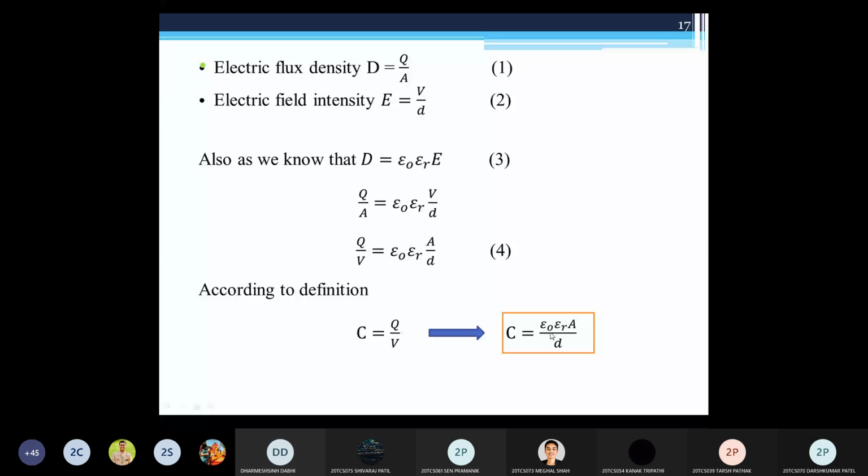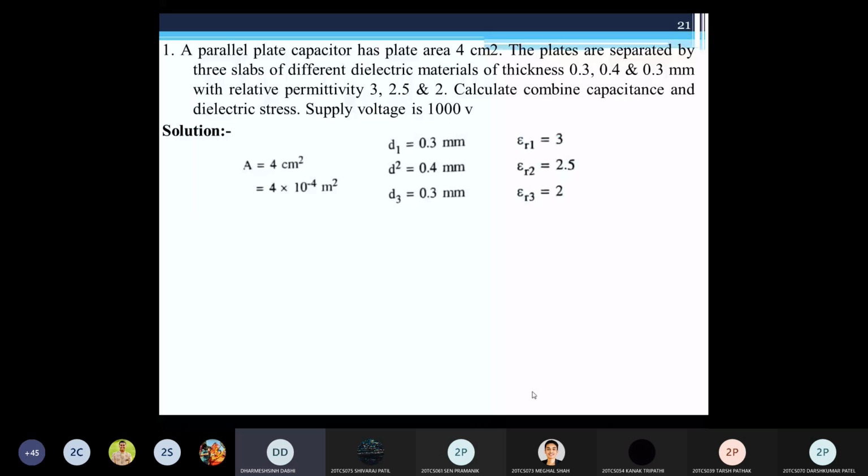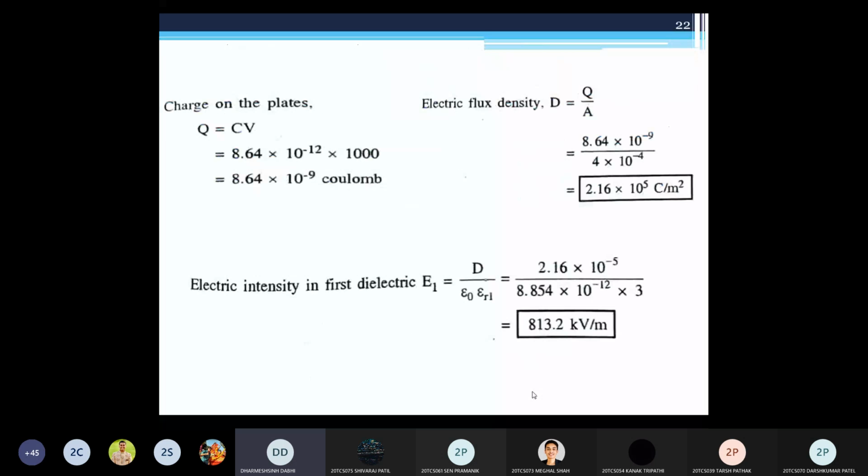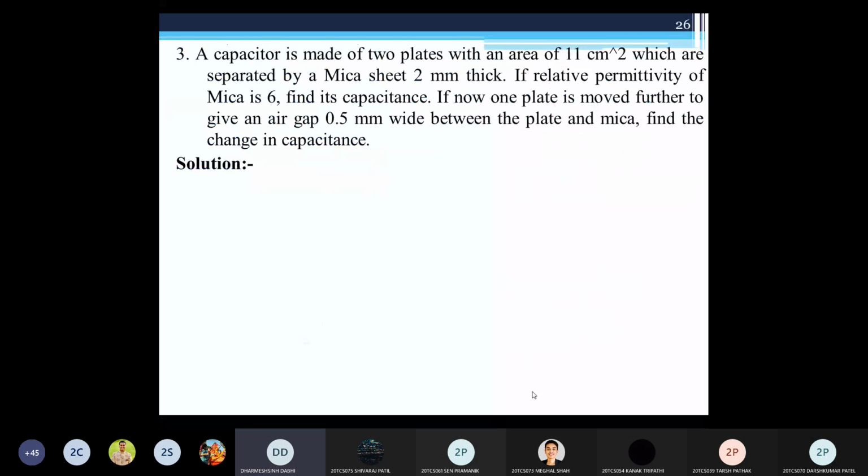Epsilon 0 is a constant that you remember, 8.854 into 10 raised to minus 12. Epsilon R is the relative permittivity. Here the relative permittivity of mica is given as 6, and the area is given as 100 centimeter square. So first convert this into meter square. And D is nothing but the thickness of this insulator, which is given as 2 millimeter. Again convert this 2 millimeter into meter, so it is 2 into 10 raised to minus 3. Okay, what is the answer? C1.